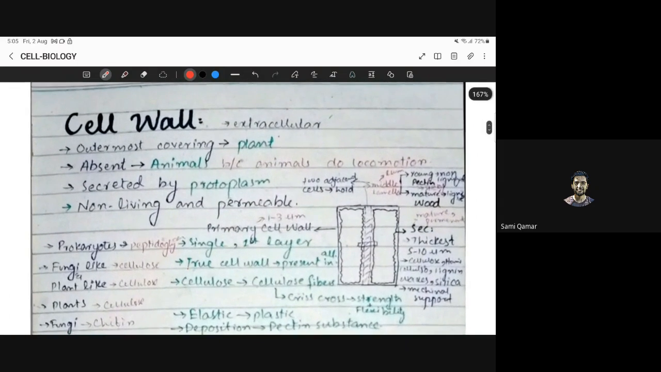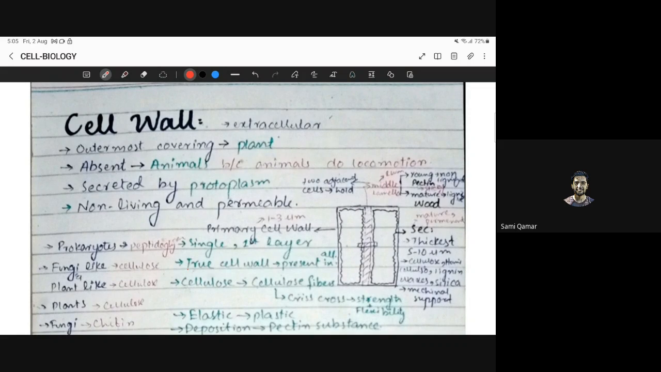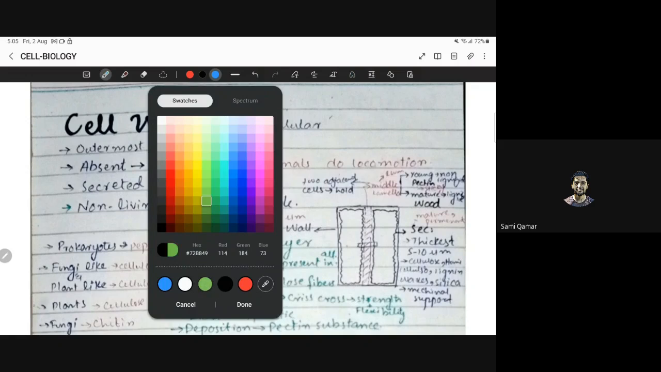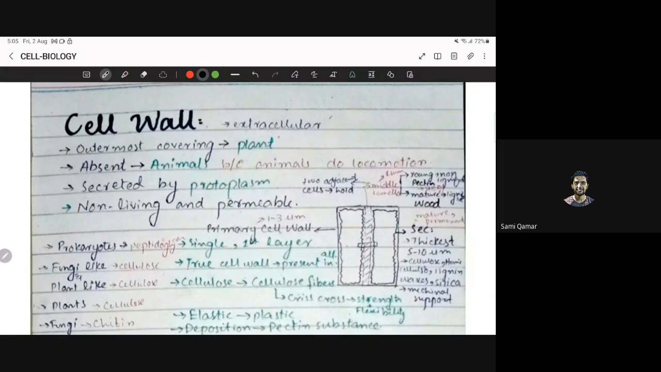Now let's talk about first of all the cell wall. Cell wall is specific to plant cells, and there are also some other organisms that have it. So firstly, understand this. The important thing that you must know: cell wall is the extracellular, outermost covering in plant cells.